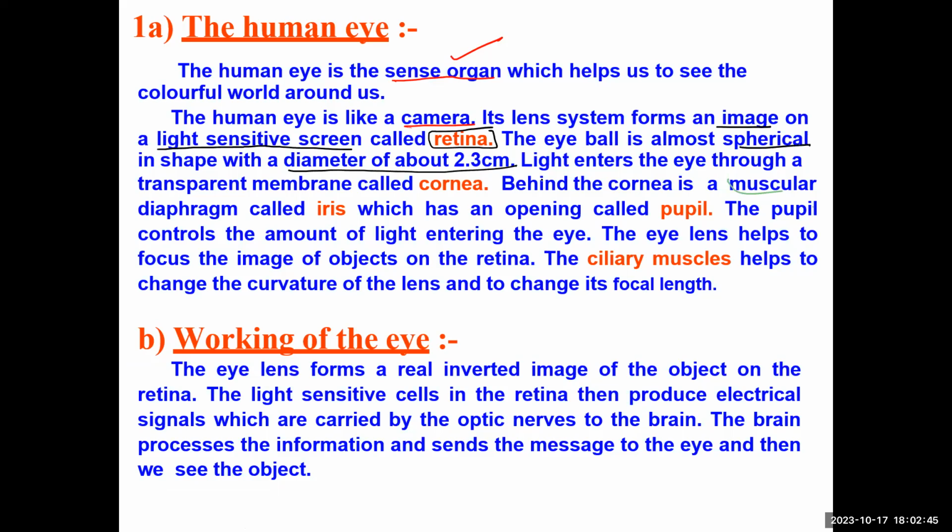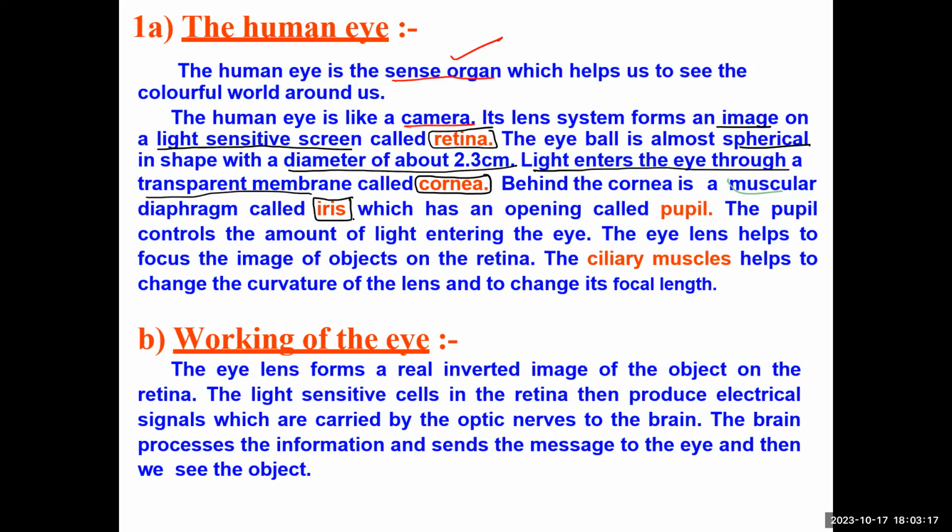Now let us see how the light enters. The light enters the eye through a part of the eye which is transparent in nature. It is called the cornea. The light enters the eye through a transparent membrane, and that transparent membrane is called the cornea. Then behind the cornea, there is a muscular diaphragm, and that muscular diaphragm is called the iris.